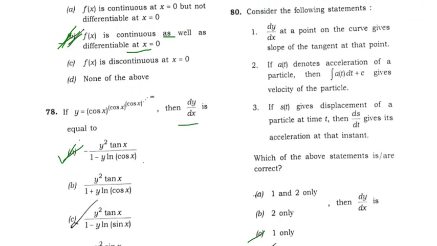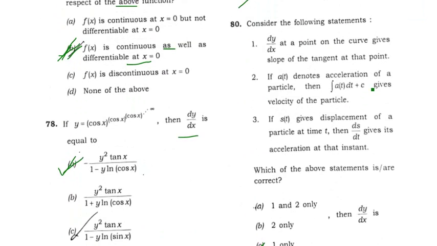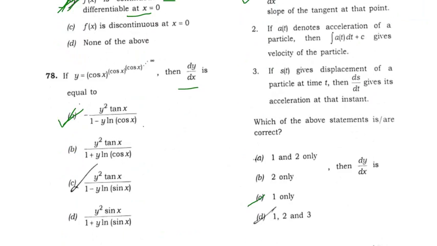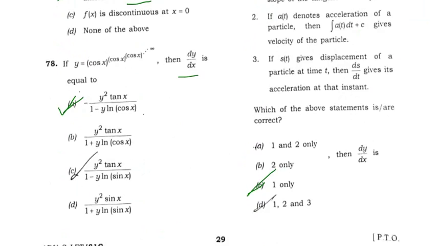Consider the following statements. So the right statement is: dy upon dx at a point on the curve gives the slope of the tangent at that point. This is the only statement which is true. So only option C is true. Only the first statement is true, the rest are not true.